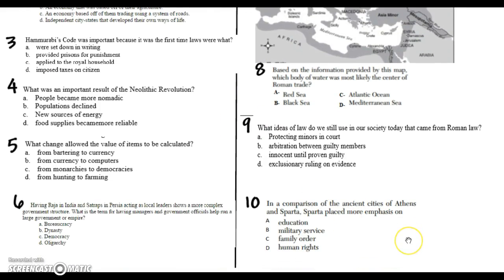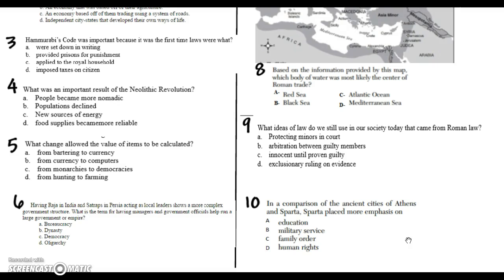Number 9. What ideas of law do we still use in our society today that came from Roman law? A. Protecting minors in court. B. Arbitration between guilty members. C. Innocent until proven guilty. D. Exclusionary ruling on evidence.